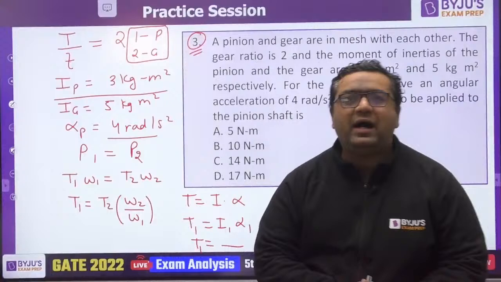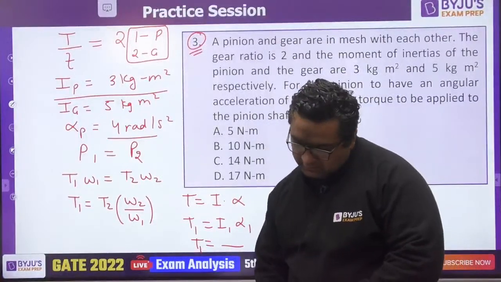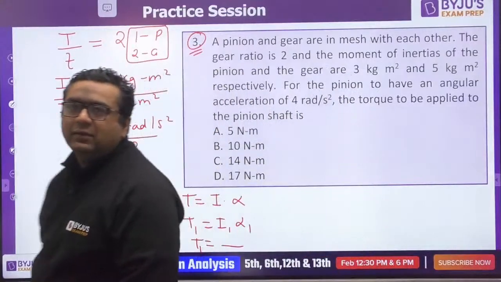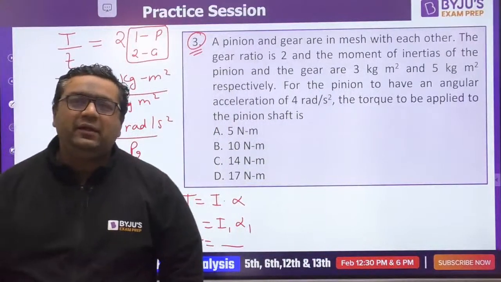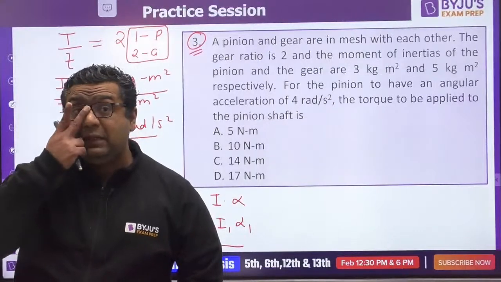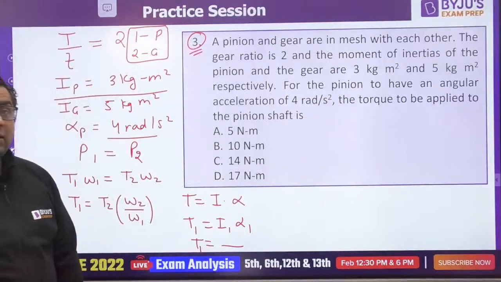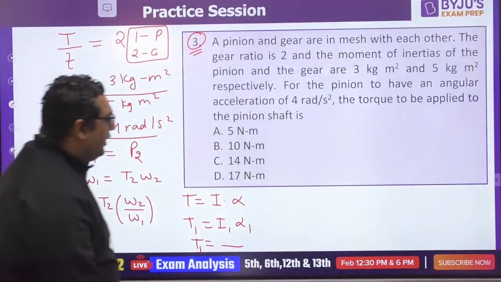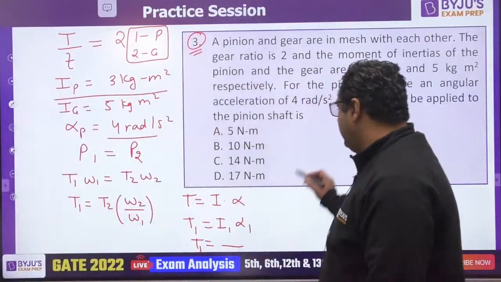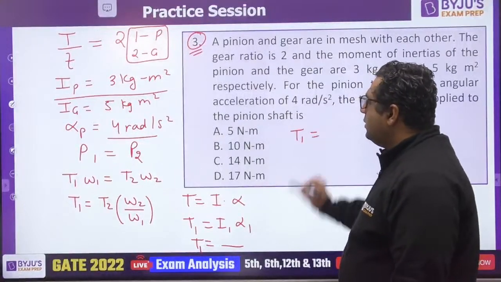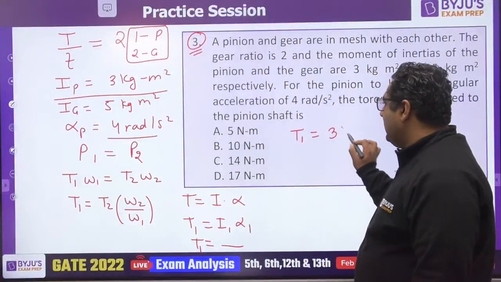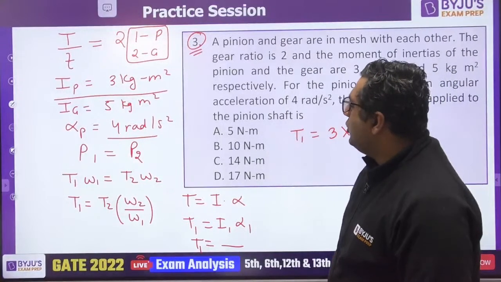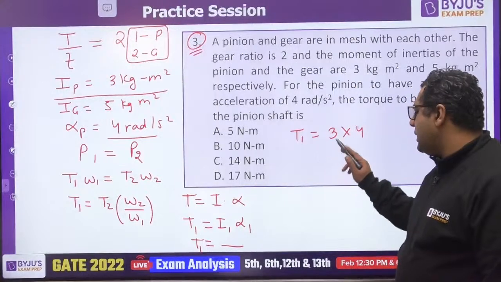Many of you have answered, I feel so. Yes or no? Pradyumn is saying B. Sudarshan is saying B. Ramesh Mon is also saying B. Very good, guys. So when you find out this, T1 would be I1, which is 3, into alpha, which is 4. Is it clear? So this is coming out to be I1 into alpha 1.